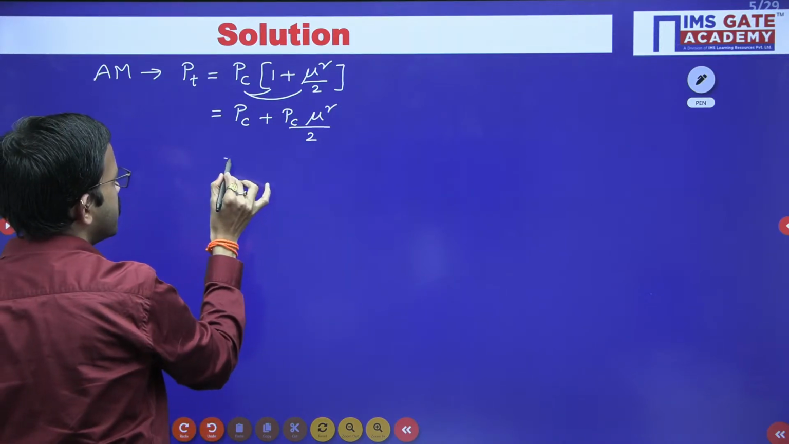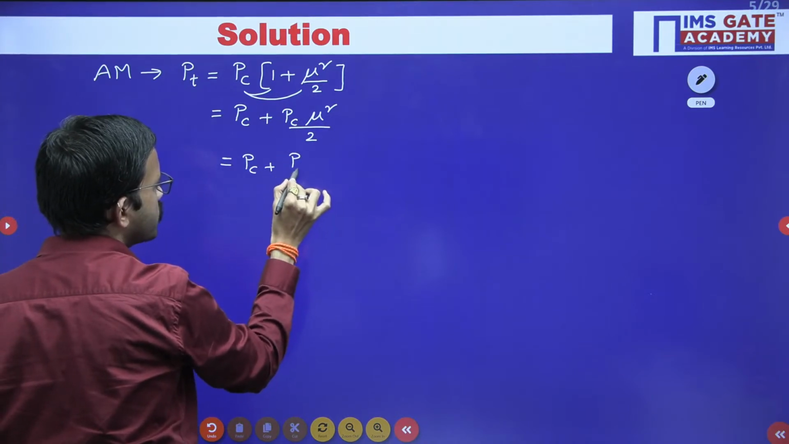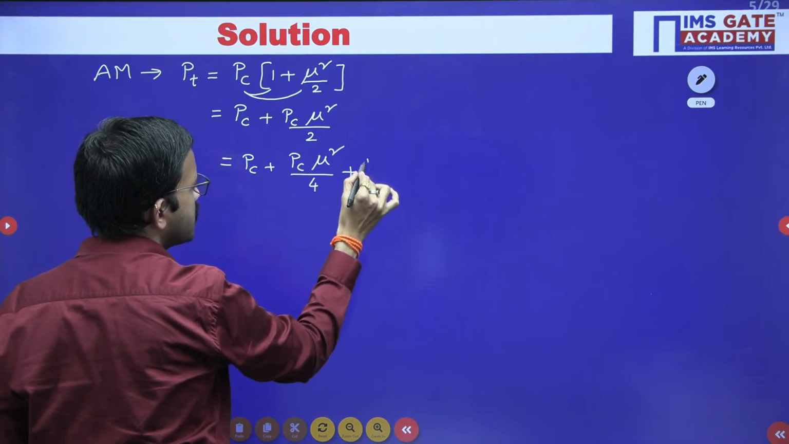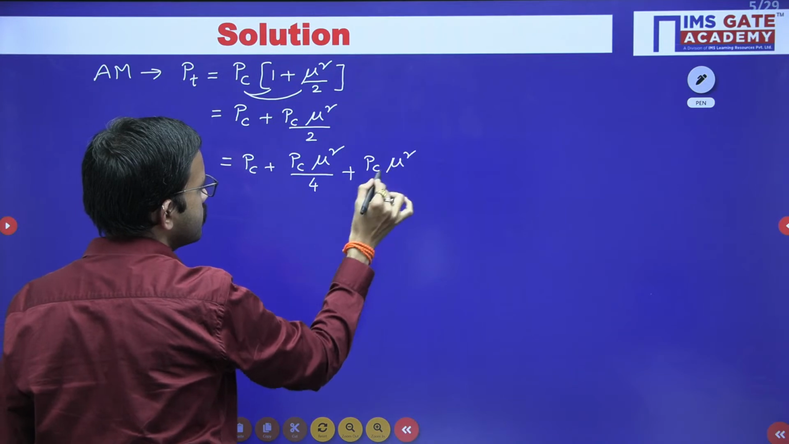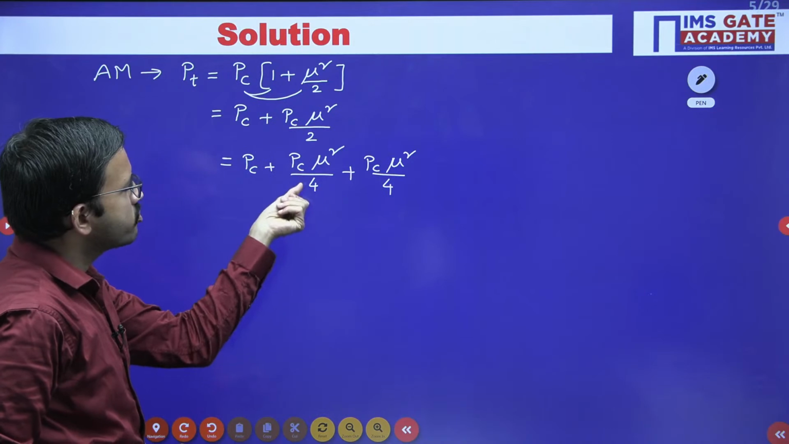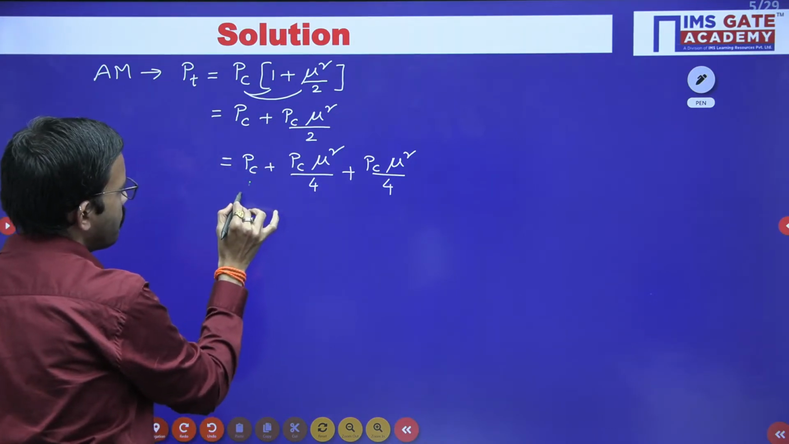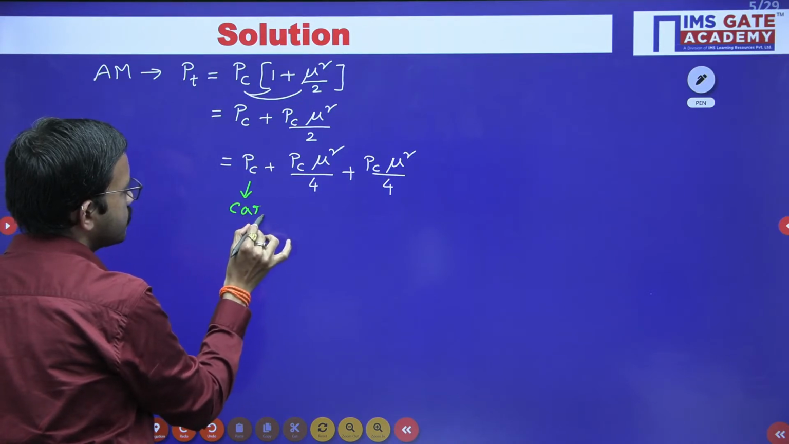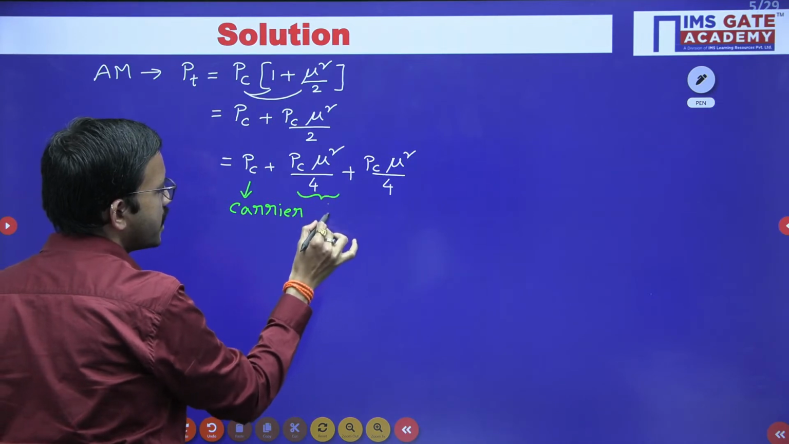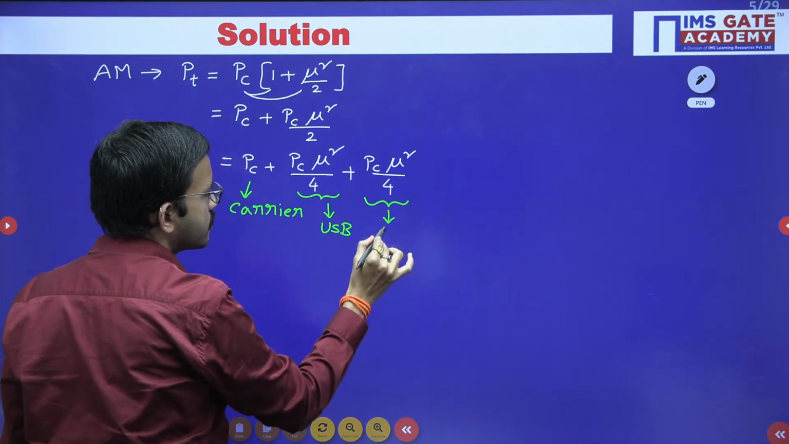If you split further, the first term I copy as it is, and the second term you can write as two terms: PC mu square by 4 plus PC mu square by 4. When you add these two, PC mu square by 4 twice, that is nothing but PC mu square by 2. So what is your observation? Here you have the carrier power, here the upper sideband power, and here the lower sideband power.